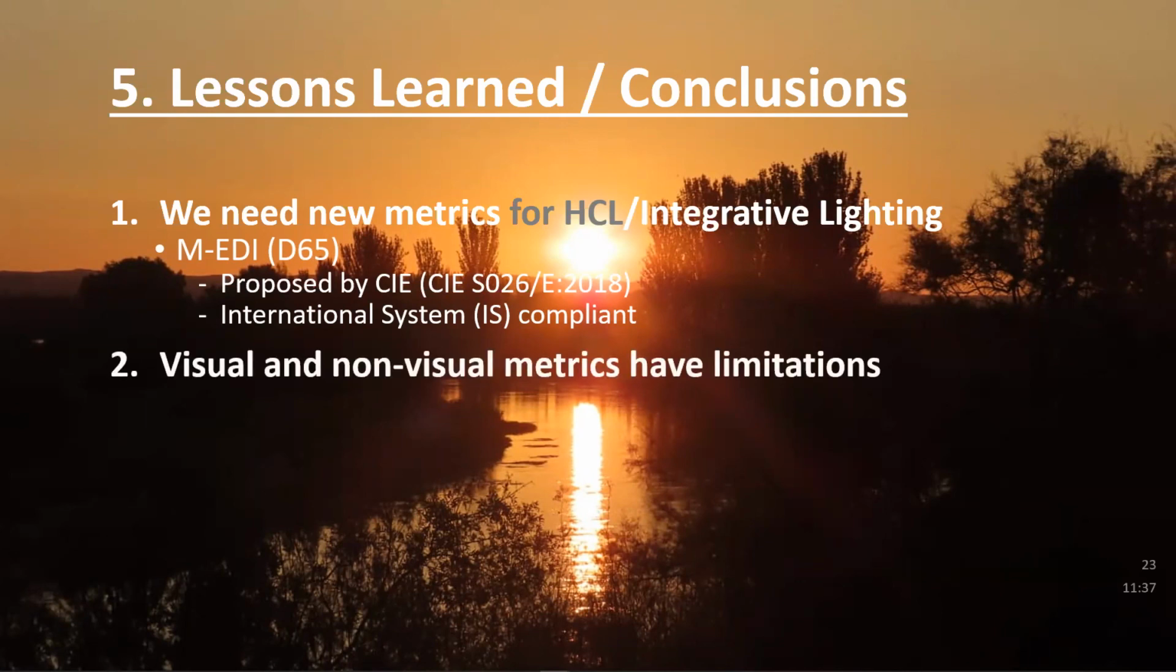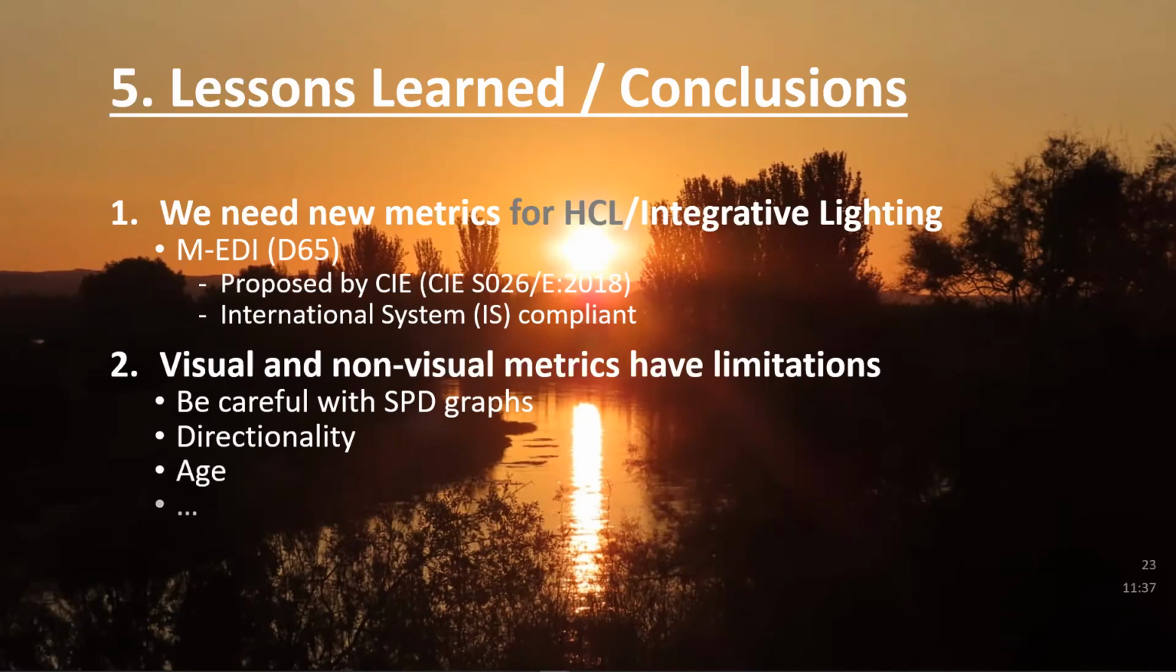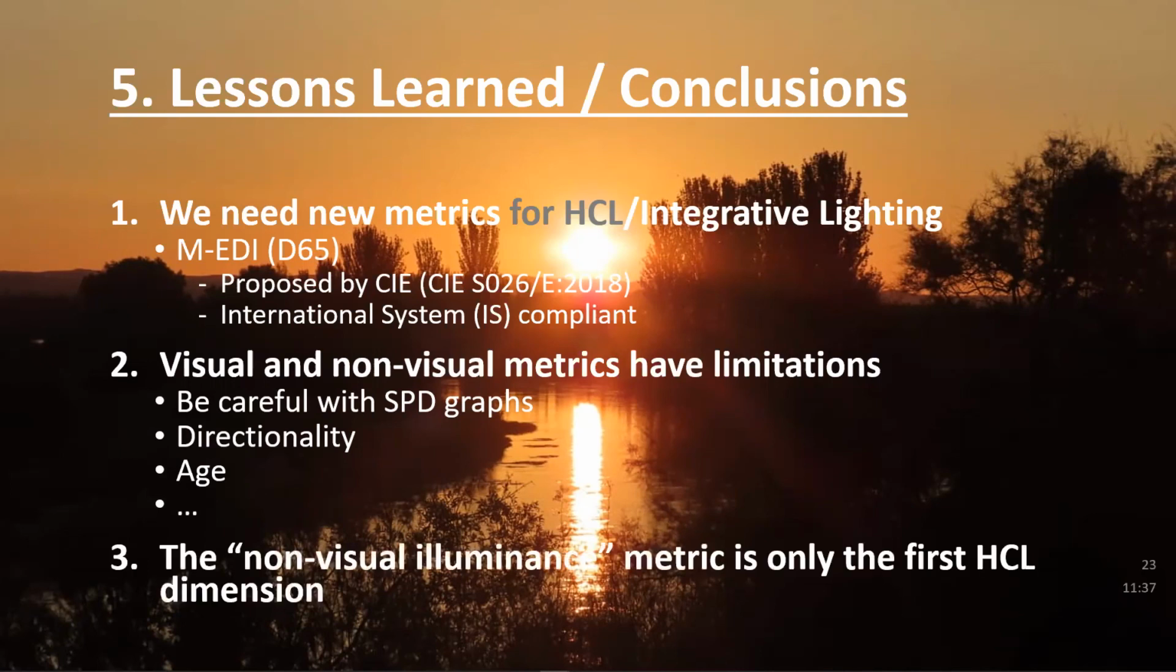These visual and non-visual metrics have limitations. So it's not only about the non-visual; the visual also have limitations. First of all, you have to be careful with the SPD graphs, and we will insist on this. Directionality is important, the angle where the light enters into the retina, and the age. And there are more limitations, but these are the basic ones. And the most important thing here is that the non-visual illuminance metric is only the first human-centric lighting, integrative lighting dimension. This is the starting point.